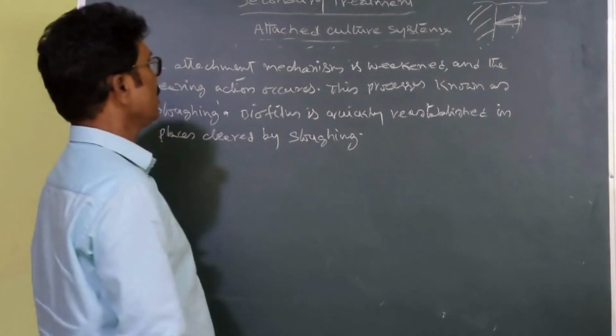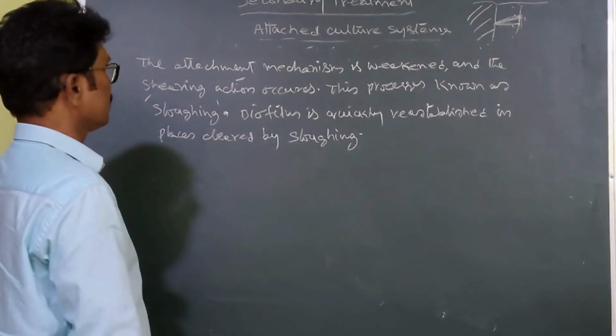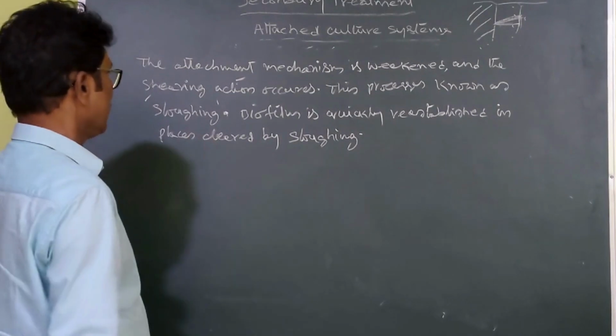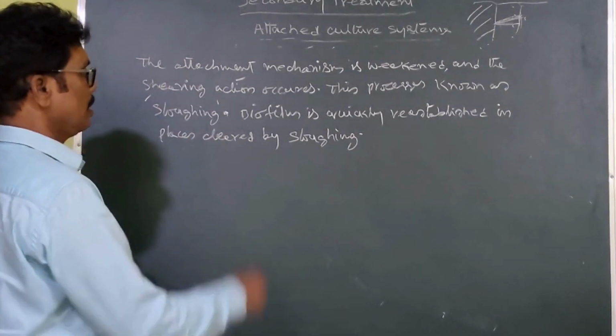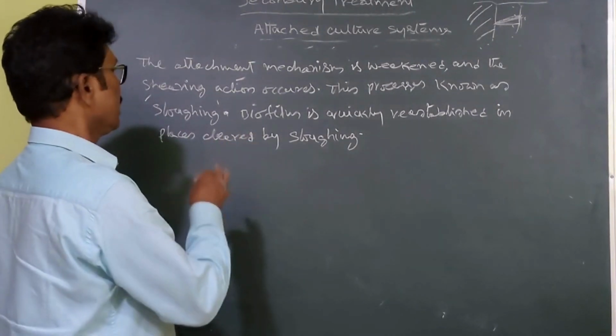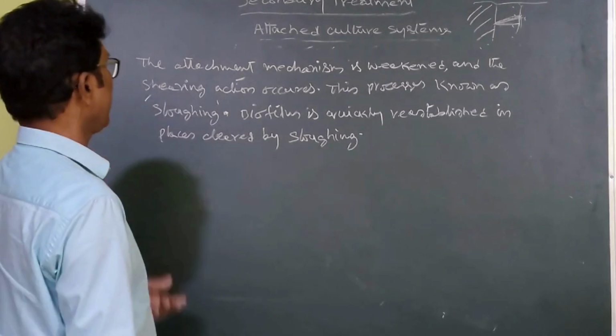The attachment mechanism is weakened and the shearing action occurs. This process is known as sloughing. The biofilm is quickly re-established in the place cleared by the sloughing. Already explained that.